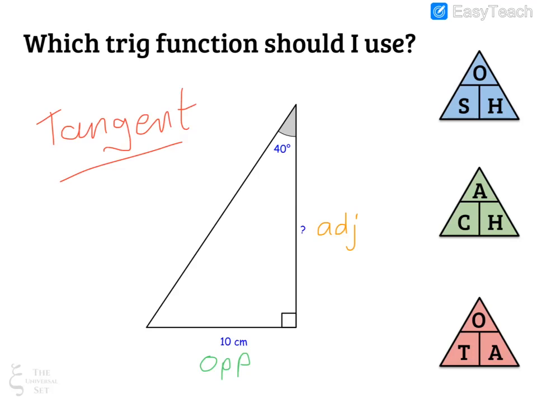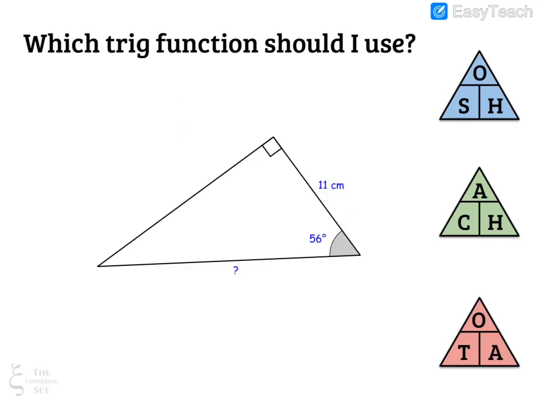Let's look at another. Okay, so first off we're going to label our sides. So I reckon right angles over here. This guy then must be the hypotenuse, so I'm going to label that as the hypotenuse. Here's my other angle that I know, and this 11 centimetre side is next to it, isn't it? It's not opposite, it's next to it, so that must be the adjacent.